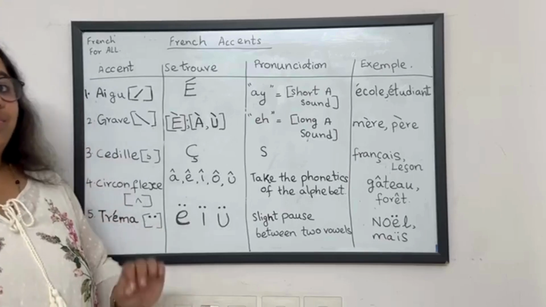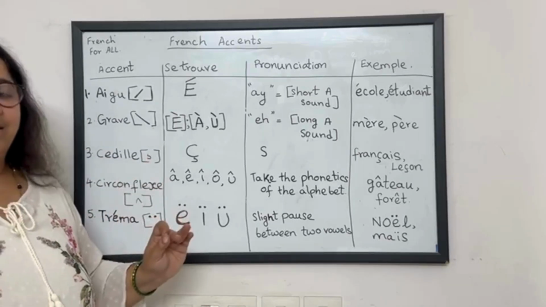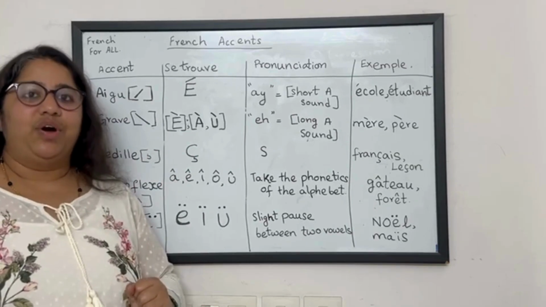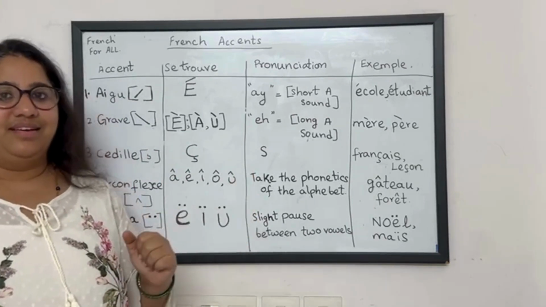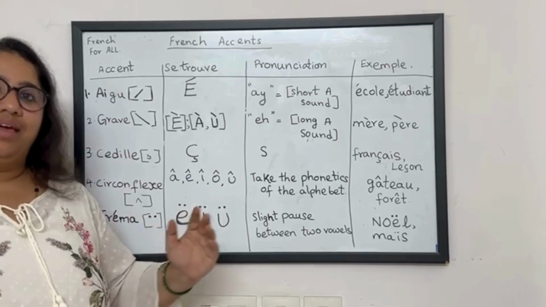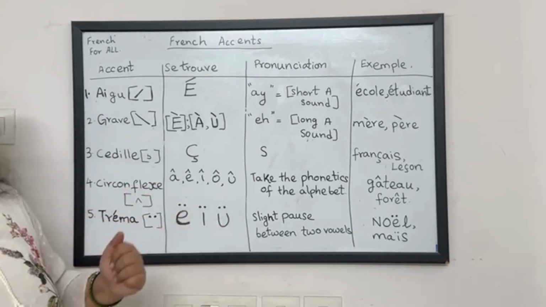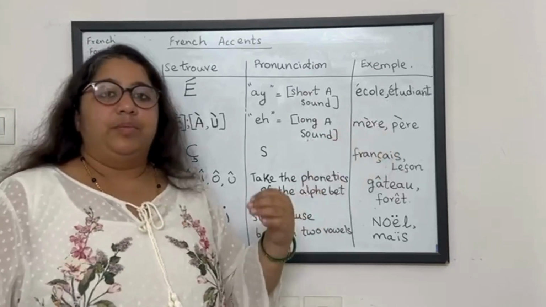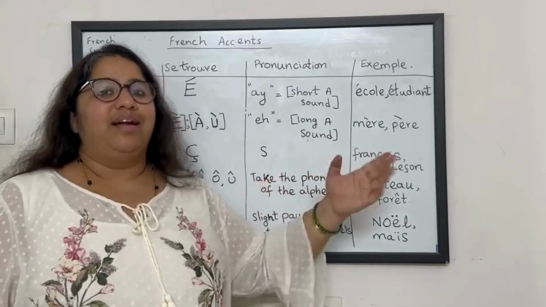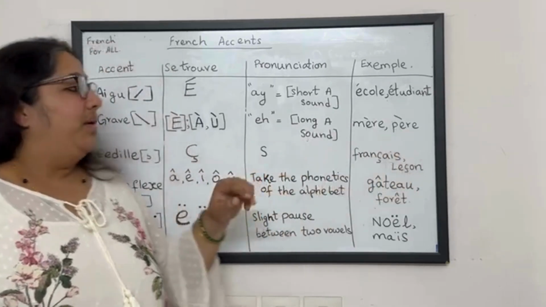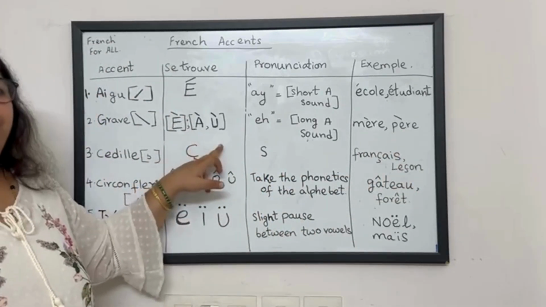So when you find this accent on the letter E alone, you have to give the sound of A. Is that clear? A. Right? Repeat after me. A. That is a long A sound. When you see in French text like here, you have to give a pronunciation like this. Mère, père.